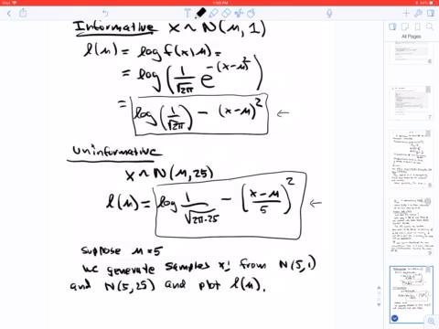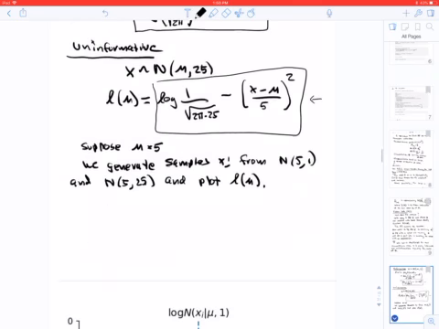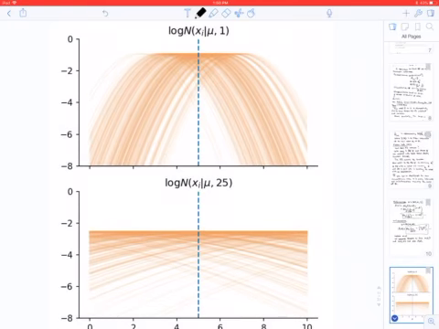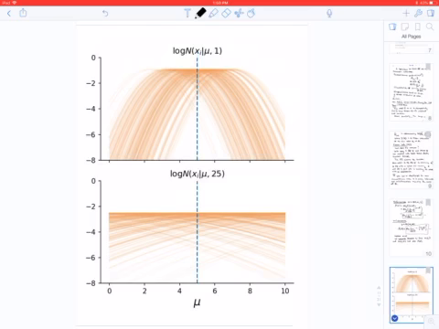Now to generate samples, observations, I'm just going to suppose that mu is 5. Okay, so let's suppose we know that mu is 5, and so I'm going to generate these samples from N(5, 1) and N(5, 25), and I'm going to plot the log likelihood as a function of mu. So here's what we get.